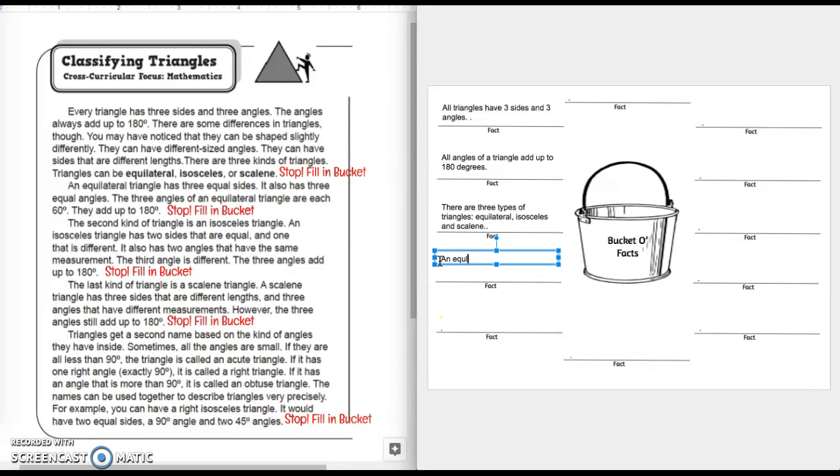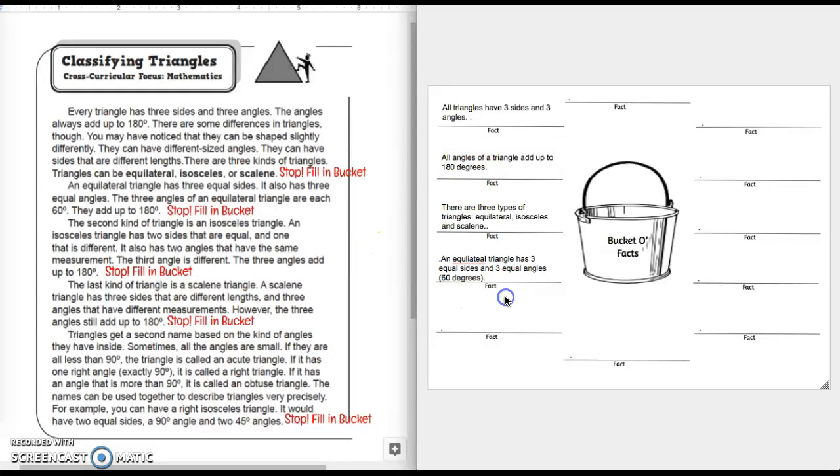An equilateral triangle has 3 equal sides and 3 equal angles. And in the parentheses, I'm going to put 60 degrees. Now, you can put that all the angles add up to 180 degrees, like it states at the very end of the paragraph. But we already have that up here as all angles in a triangle add up to 180 degrees. That's completely up to you.